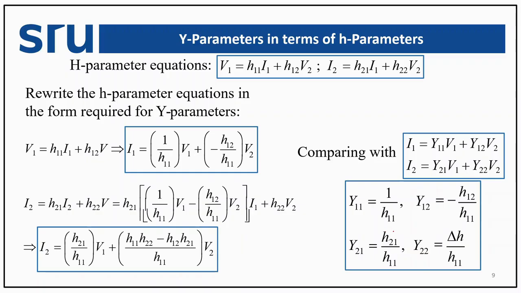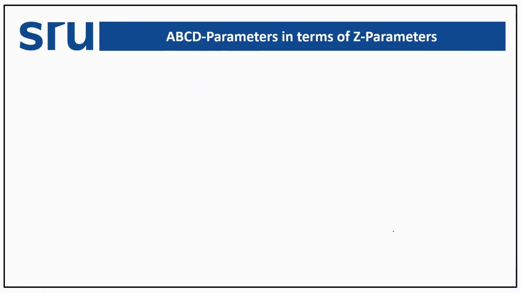Now let us see another type of conversion, that is conversion from ABCD parameters in terms of Z. The first time we saw the conversion of Z parameters into ABCD. Now we are going to see the conversion of ABCD parameters in terms of Z parameters. So let us write our Z parameters.